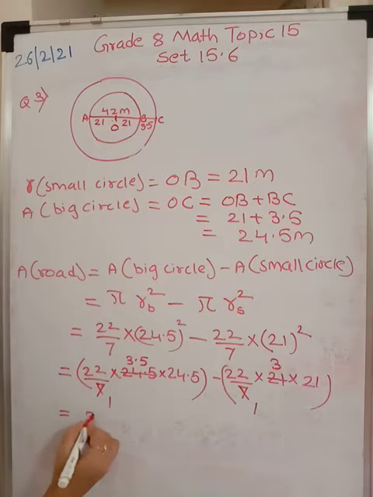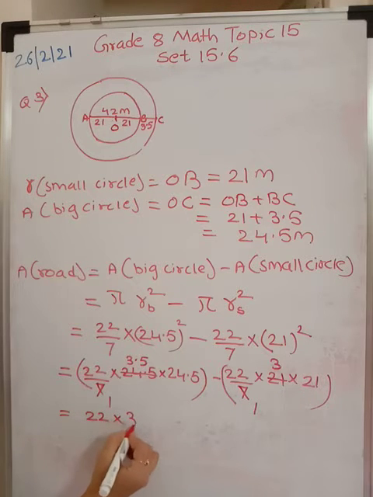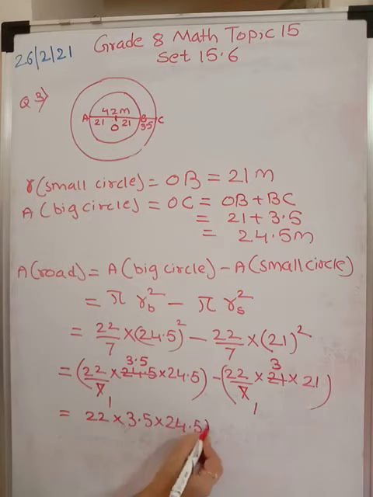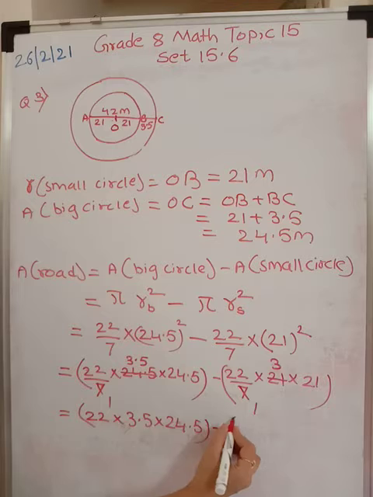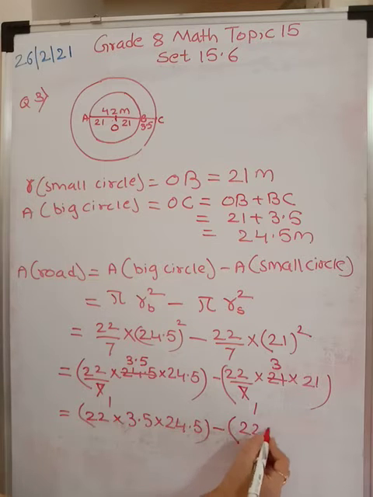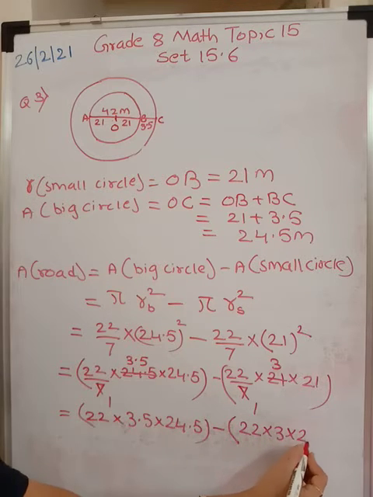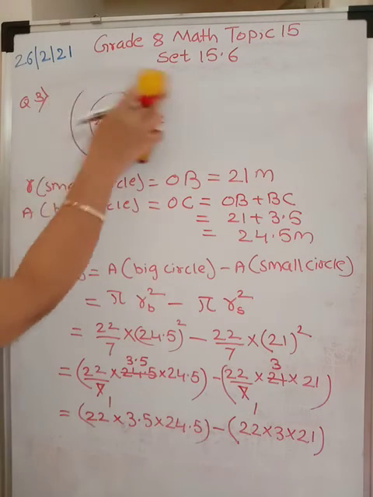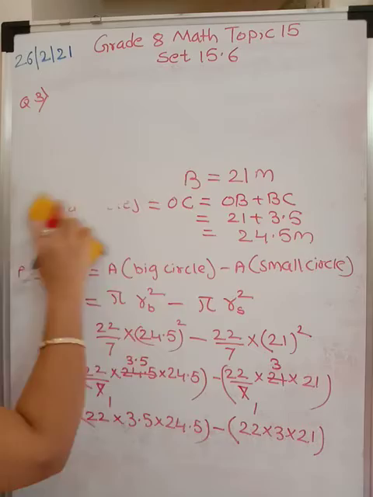We are left with 22 into 3.5 into 24.5. This is the area of the big circle. From this you subtract 22 into 3 into 21. Okay, shall I erase this part? So I am erasing the diagram and whatever is given.